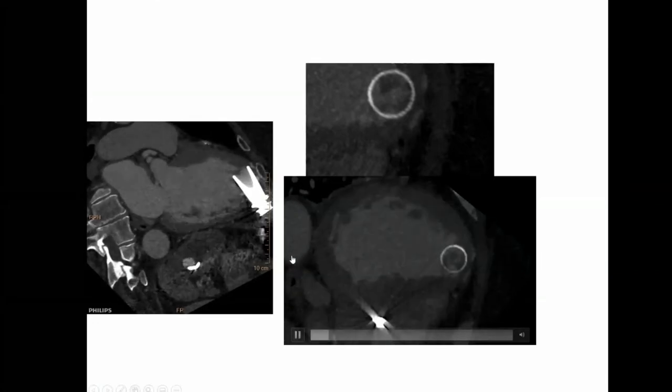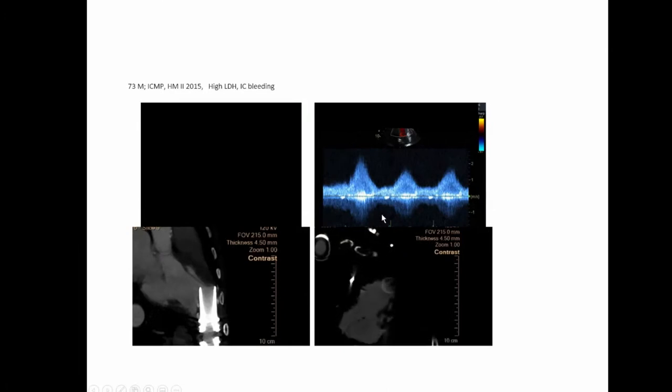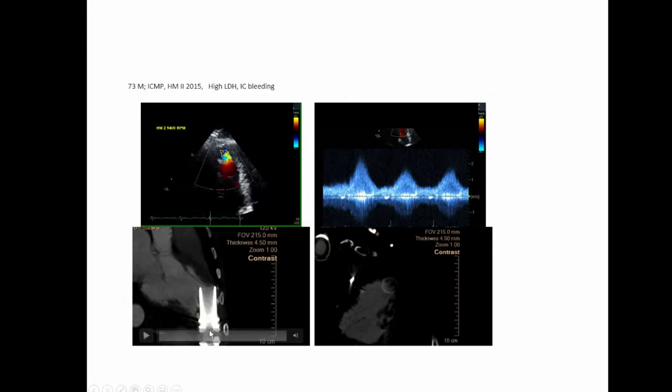Okay, this is another case, again not very dramatic, but in the short axis, you can see it probably doesn't obstruct more than 50% of the cannula, with a velocity of around 2 meters. And this patient had very high LDH, so we don't quite understand what's the clinical significance of this finding. And the only way to find out is to follow this patient longitudinally and see what happens.